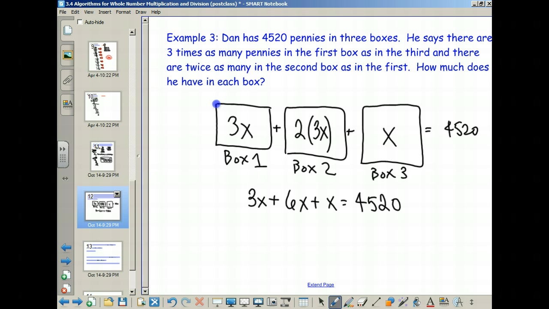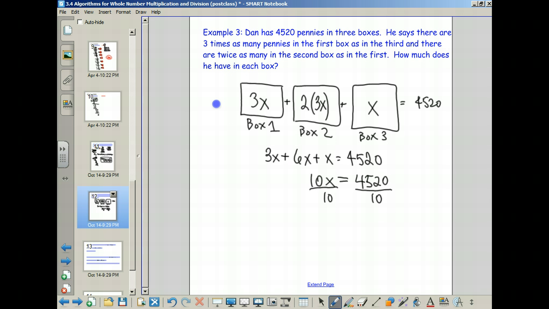10x. Then what? Divide by 10. I like dividing by 10 because all it does is make numbers 1 digit less, right? So what is x? 452. So we need to make sure we answer the question, how much does each box have? So box 3 has 452 pennies.